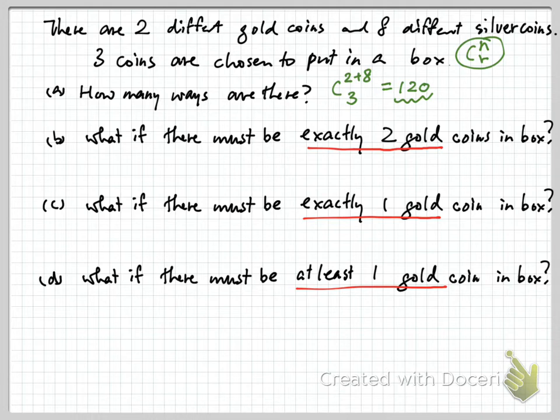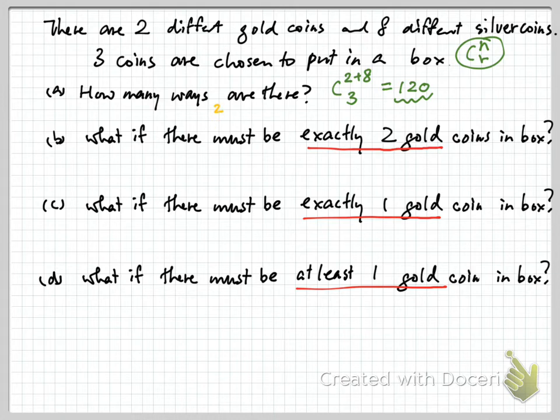Never mind the color. But now in part B, the color becomes important. What if there must be exactly 2 gold coins in the box? Which means that we need 2 gold coins and 1 silver coin. So we choose the 2 gold coins. There are only 2 gold coins, so we choose the 2 gold coins.